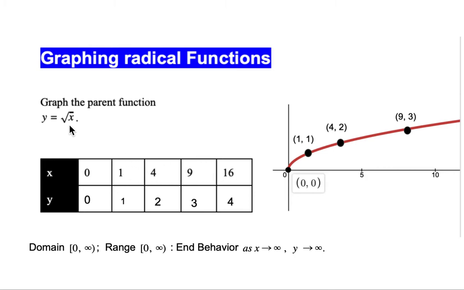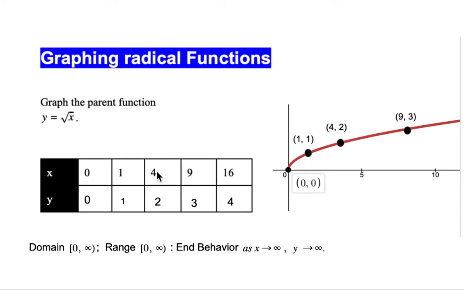So when we plug 0 instead of x, y is going to be 0. So we have this point here. And when we plug 1 instead of x, y is going to be 1, which we can plot in the Cartesian system here: 1, 1.